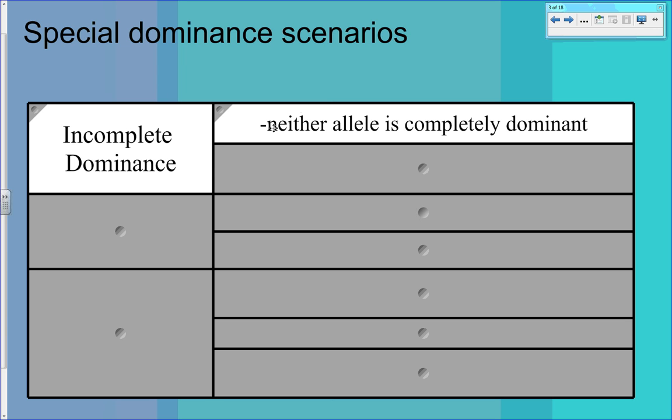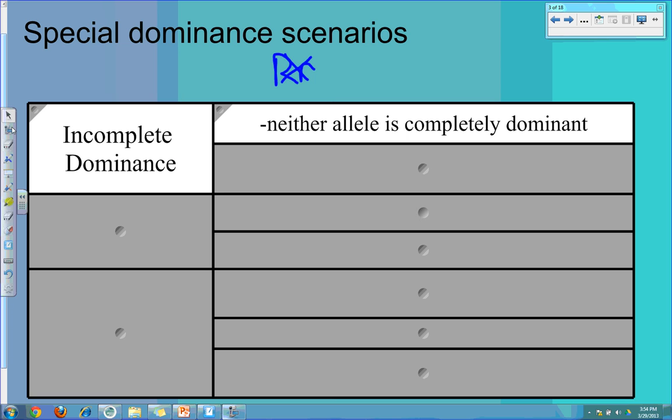In incomplete dominance, what we mean is neither allele completely dominates the other one. As we've seen before with simple dominance, if you have a big R and a little r, the big R, because it's dominant, and the little r because it's recessive, the big R would cover up the little r. Not so anymore in incomplete dominance. In incomplete dominance, the big R can't completely dominate the little r.